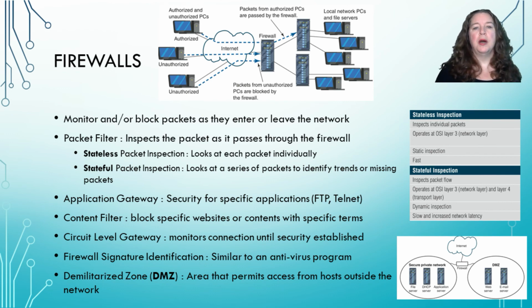Circuit level gateway monitors the actual connection until it's securely established. So when you go to do a connection, your circuit level gateway can look through and say, we're going to keep an eye on this until everything is established and we're sure that it's secure. And it just monitors that connection to make sure that it's secure. Your firewall signature identification is similar to your antivirus program for your firewall. It sets up and keeps track of, these are things that I'm expecting are going to be bad. Just ignore them completely, block them. These are allowed to go through. It keeps track of things kind of like an antivirus, your firewall signature.